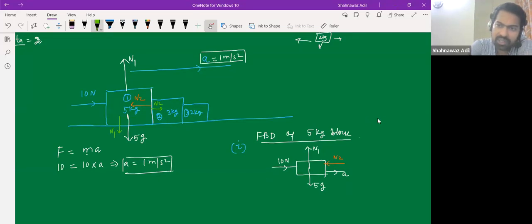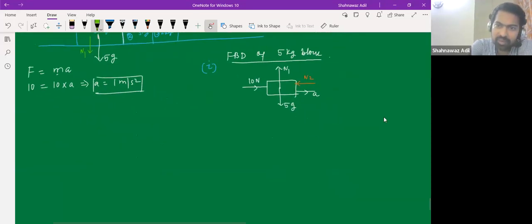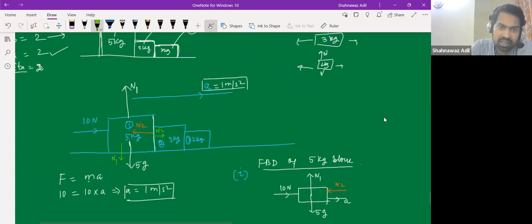Okay, so now let us write, and remember, are these three blocks at equilibrium or are they not at equilibrium?